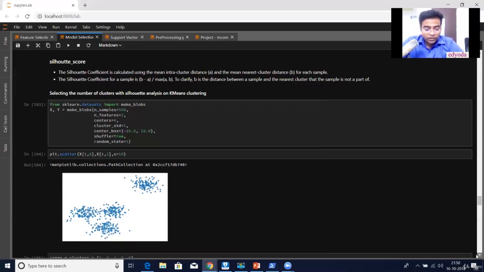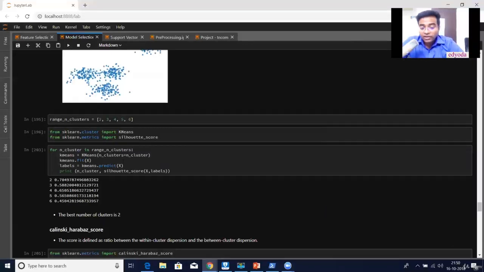Let's say this is the data that we have created, and we are trying different values over a possible range of clusters. When you are fitting the model and scoring, we calculate the Silhouette score for X and the labels. The predict function returns the cluster to which each point belongs. So we are trying cluster 2, 3, 4, 5, 6, and you can see here the score is pretty high for cluster 2. So that becomes the best possible option to divide this data.